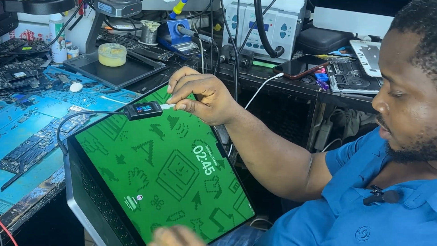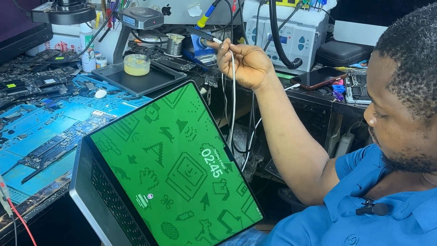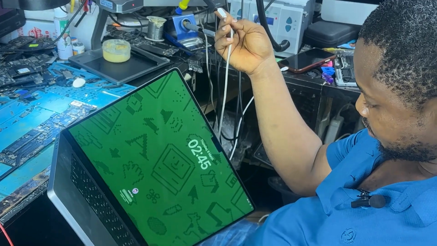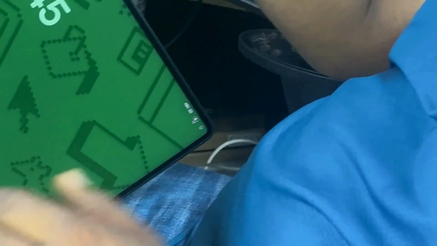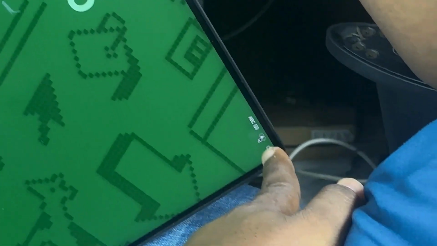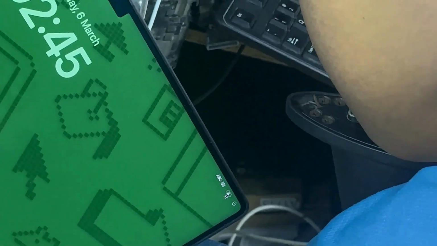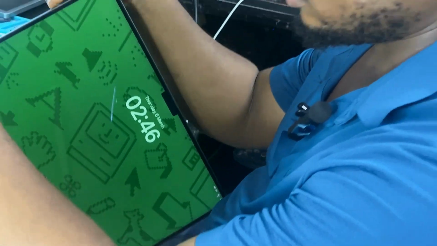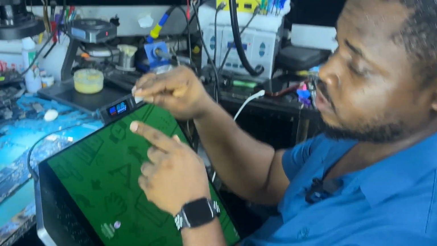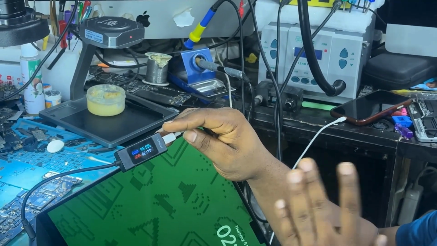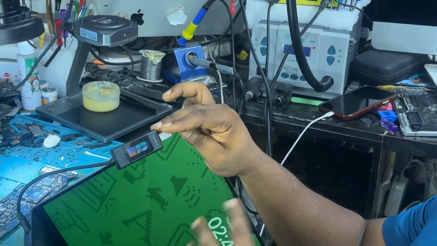If you remove it, you see that we're having a caution sign on the battery. This simply means that the battery on the system needs replacement, so consider replacing the battery for the customer. But the power is sorted and the system is back to life.